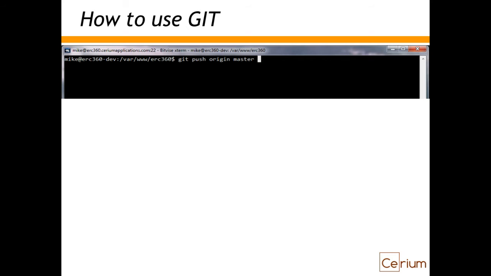In order for your commit to be pushed to the main repository, you need to type the following command, git push origin master. Keep in mind this may be different if you're on a different branch. So you would otherwise say git push origin followed by the branch name. After you input the command, hit enter.